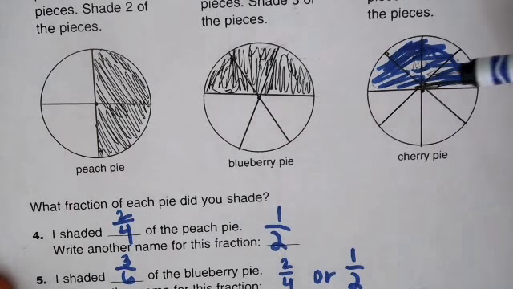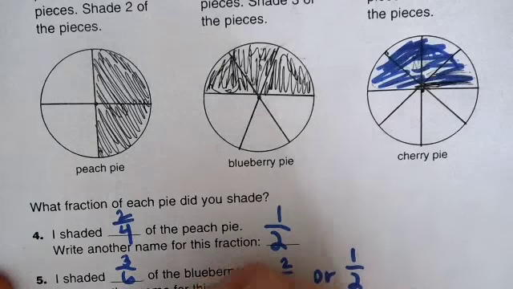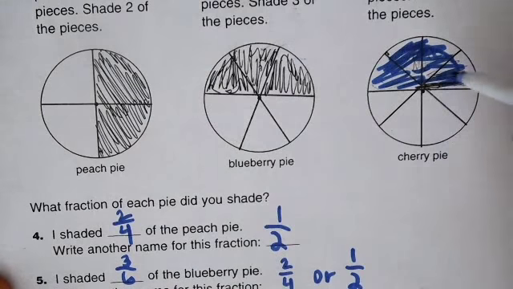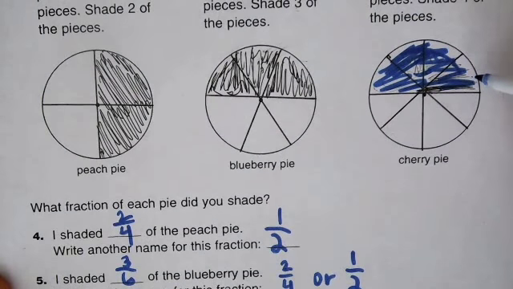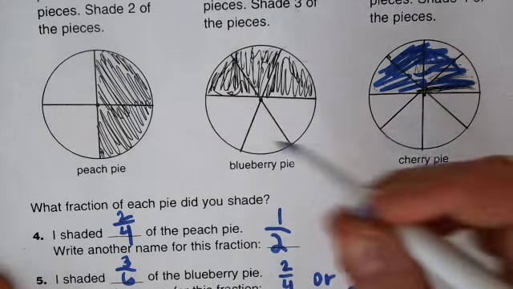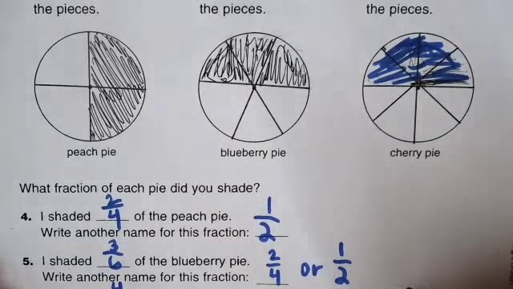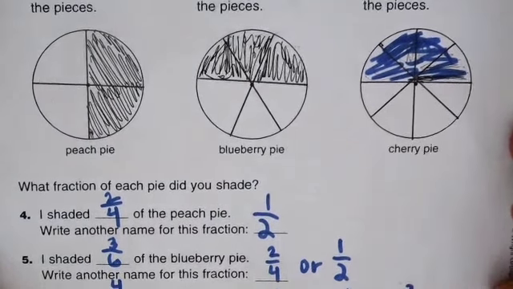As far as the cherry pie goes, I shaded 4/8 of the cherry pie. Okay, and write another name for this fraction. The amount that I shaded in the cherry pie is the same as what I shaded in the blueberry, and the same as what I shaded in the peach pie. Okay, so that's going to be another name for it, not 4/8, would be 2/4, or 1/2, or 3/6. Okay, basically anything that would equal 1/2.